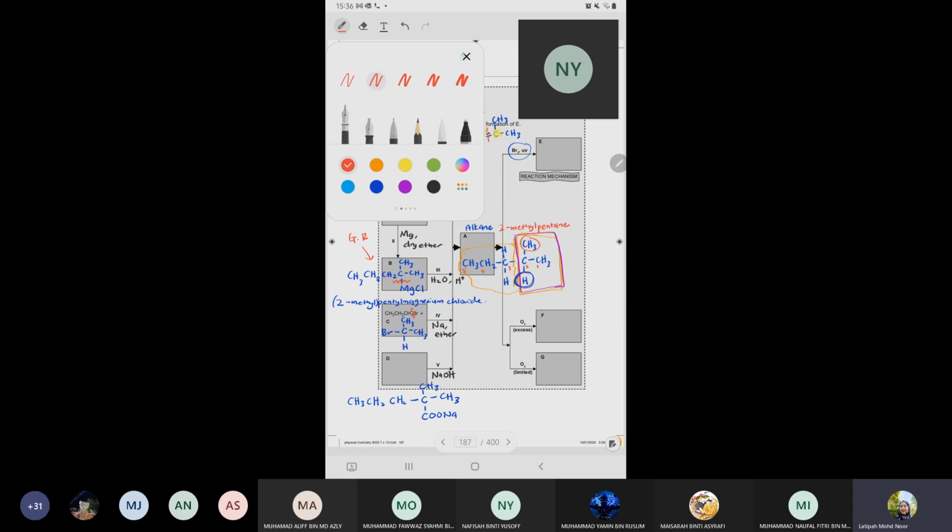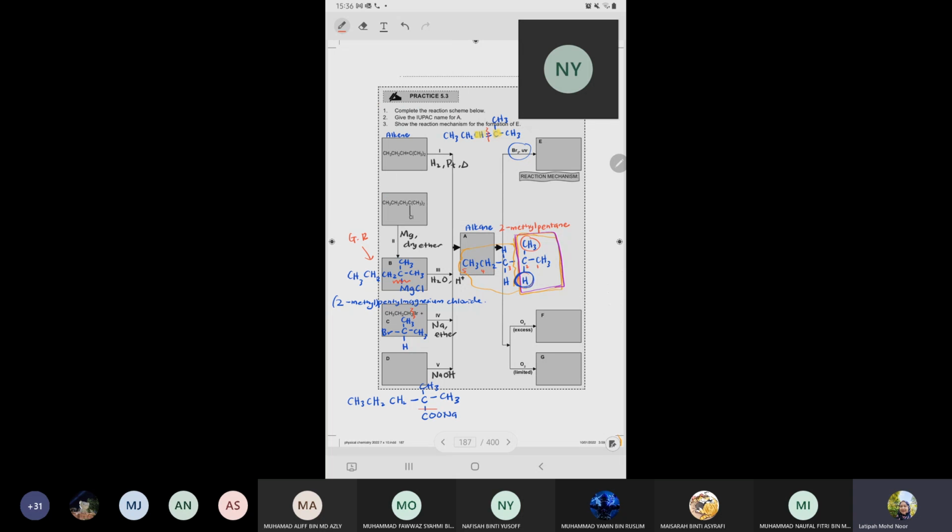When we do reaction with NaOH, okay, this bond will break. Okay, and this COONa will be removed and replaced with H to get the alkane. Get it?